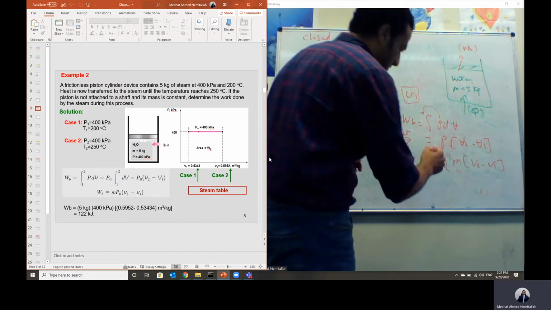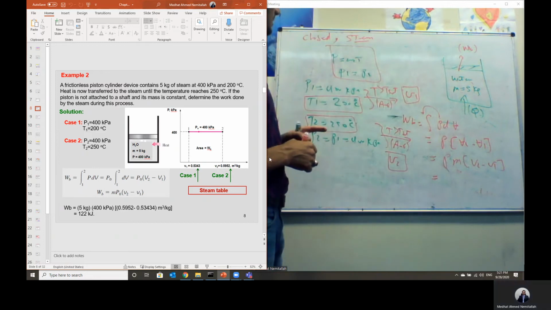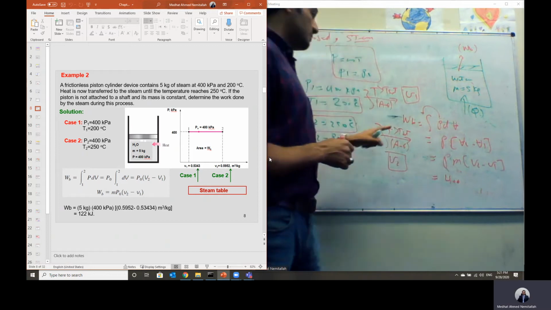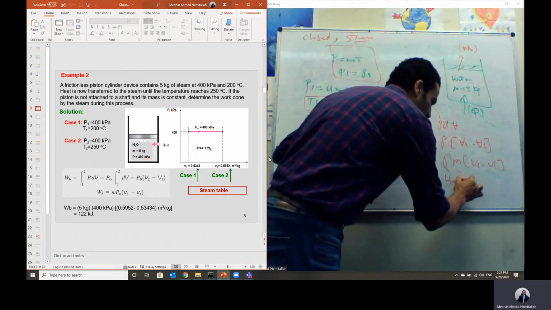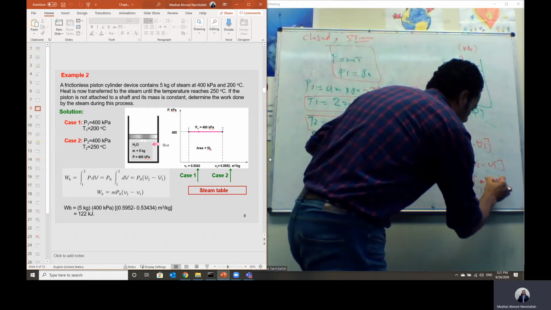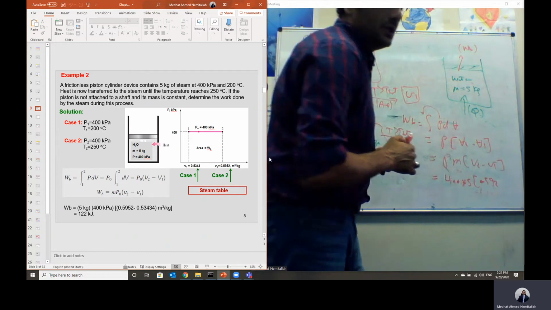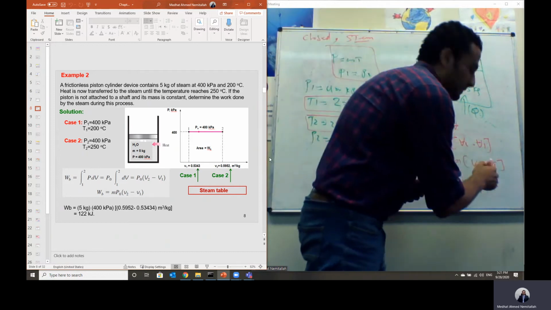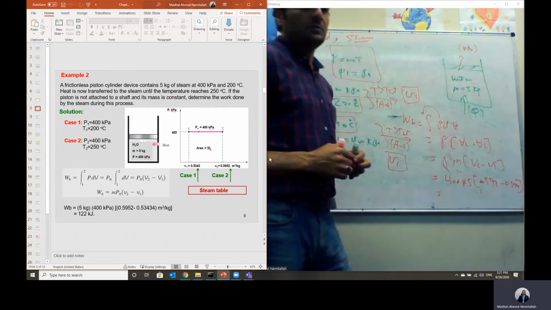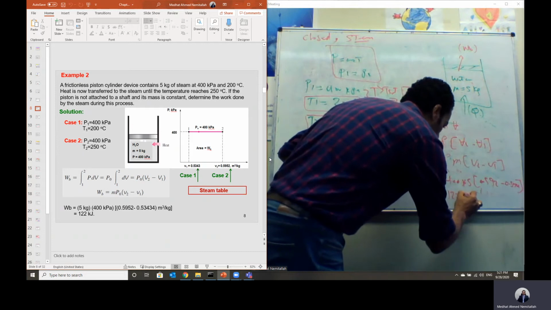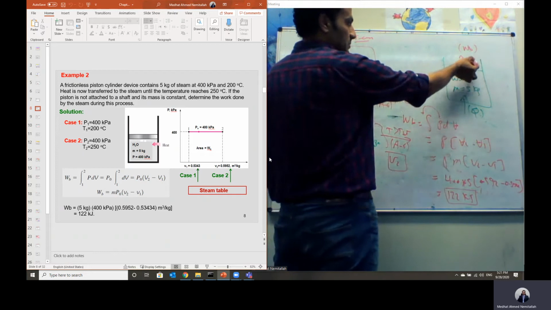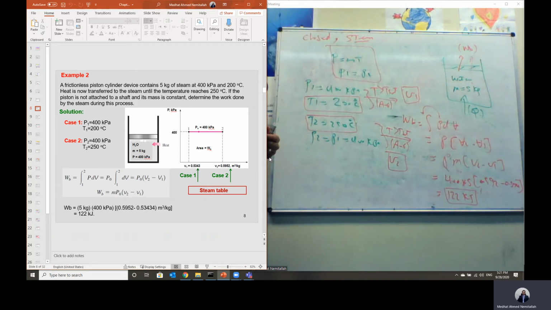Then we can calculate the boundary work. It will be equal to the pressure, which is 400. We can keep it as 400 in kilopascal, so that the work can be calculated in kilojoule. Multiplied by mass, which is 5, multiplied by specific volume v2 minus v1. You can check this value: 0.592 minus 0.534. Then we can calculate the value of the boundary work. It will be 122 kilojoule. The work is positive in this case because we have an expansion process. The piston will be moving, and the steam will be expanding.